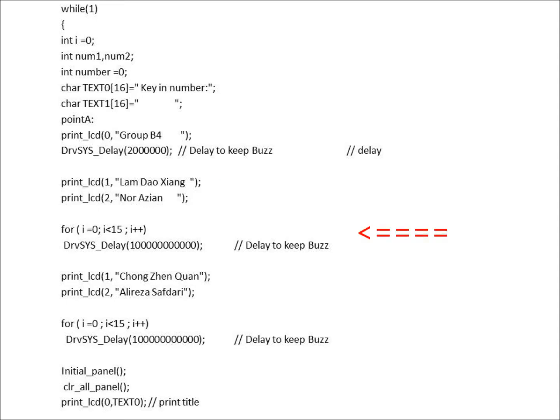In order to increase the delay period, we have put the delay function in a for loop, and it is repeated 15 times. And then we print the other 2 members' names and the delay, and then we initialize and clear the LCD again, and then we print the text 0 string on the screen.